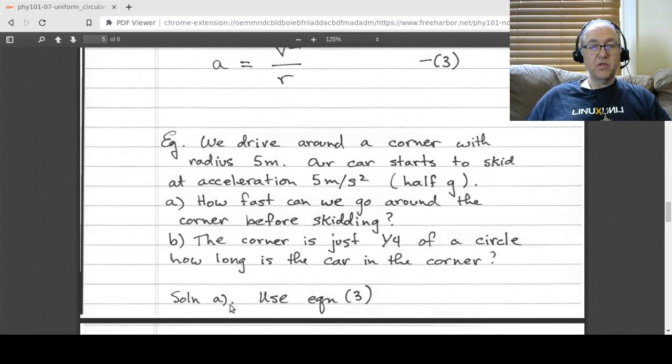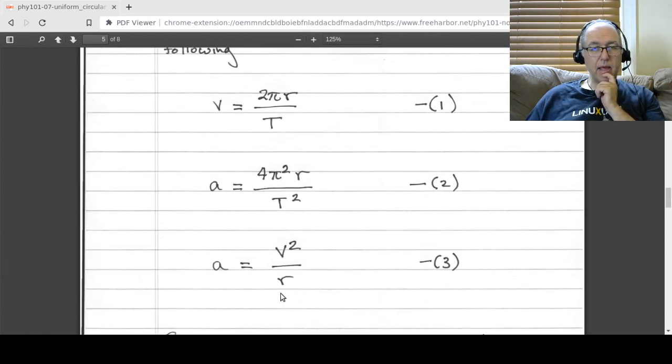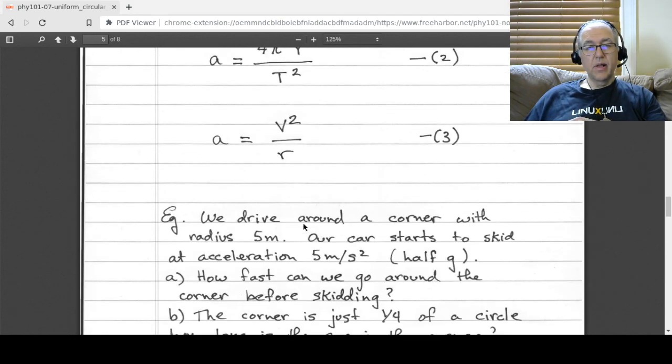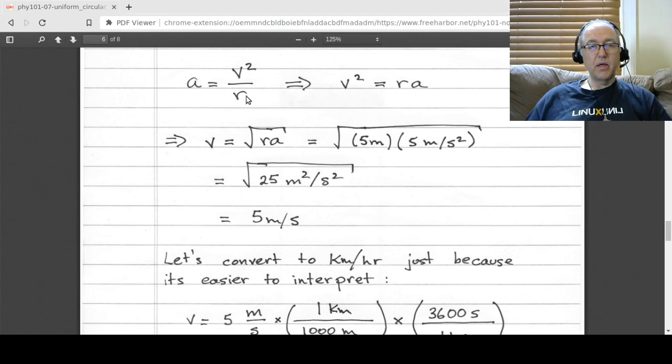All right, so the solution to part A, you could say, well, what did I give you? Well, I gave you the radius r, and I gave you the acceleration a, and I don't give you any information about the period. In fact, in part B, I'm asking for the period indirectly. I'm asking for a quarter of the period, but to get that, you need the period. And so you go, all right, well, which equation do I need? And obviously, it's equation number 3. Okay. So in equation number 3, we have a, we have r, and we want to find v.